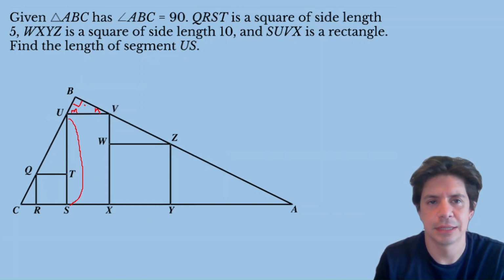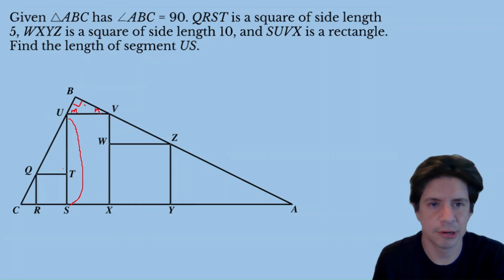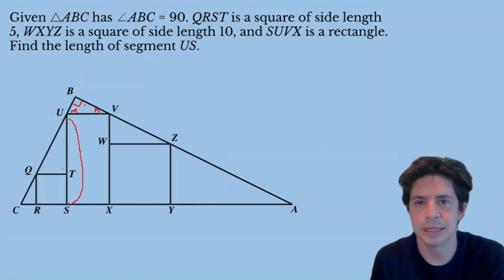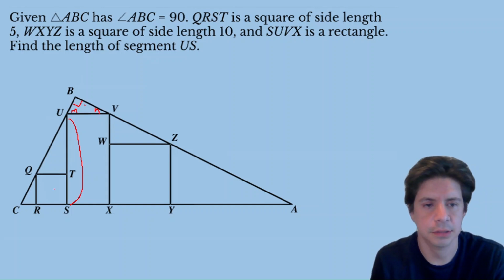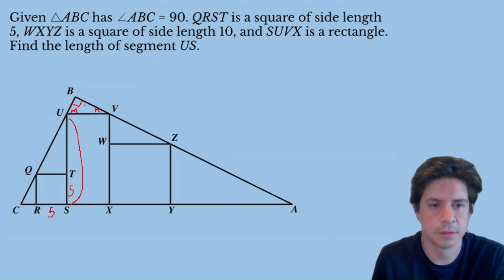But let's fill in what else they tell us. ABC is a 90-degree angle, so that triangle is a right triangle. Maybe we'll use the Pythagorean theorem, or maybe there's something with proportions going on. Then QRST is a square of side length 5. So that's this square here. That means this is 5, this is 5, this is 5, and this is 5.